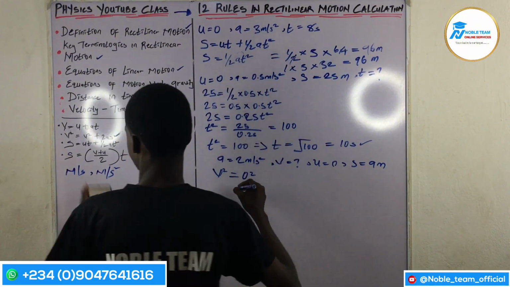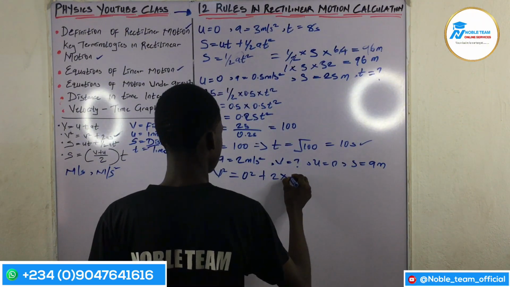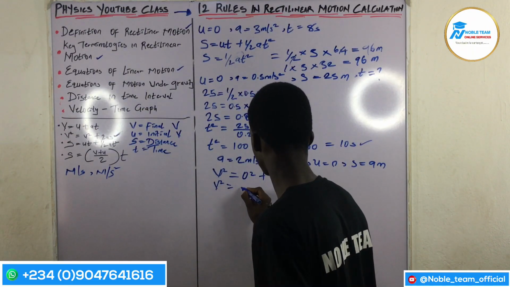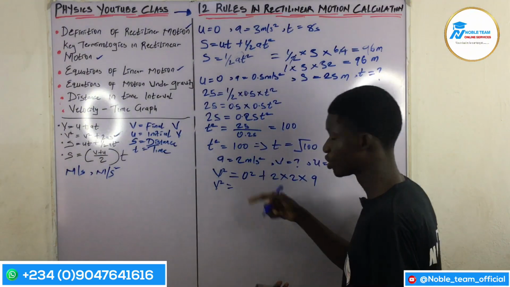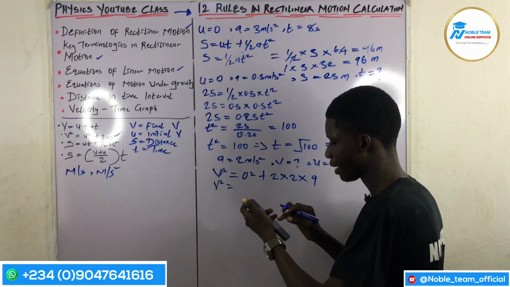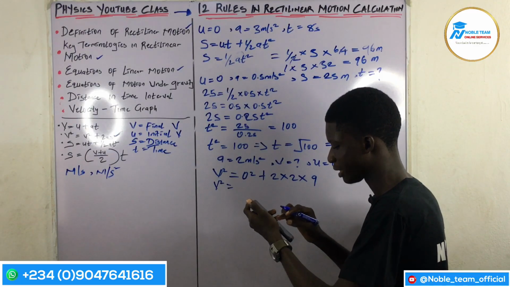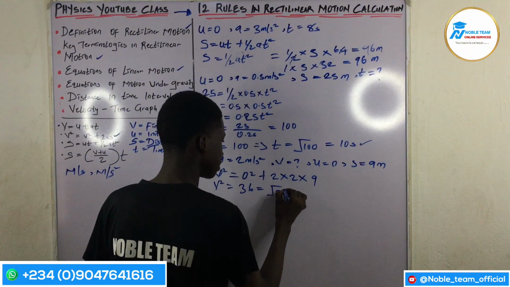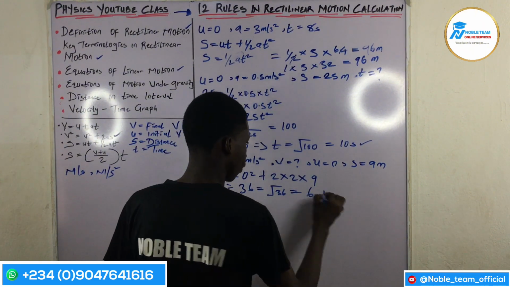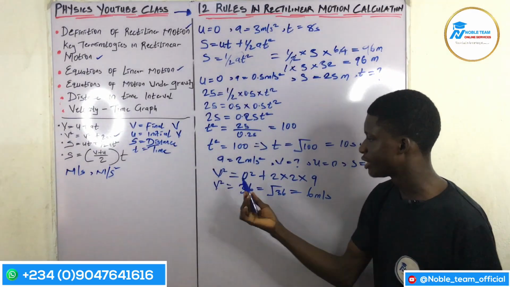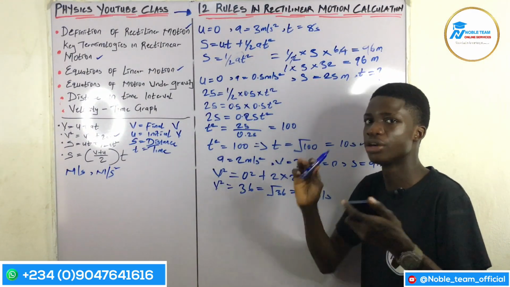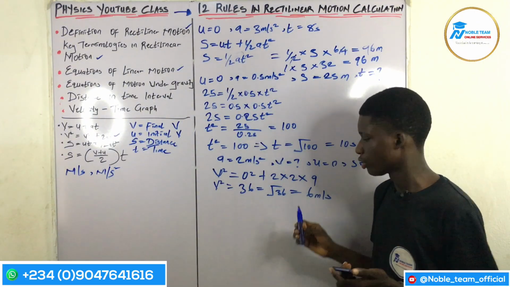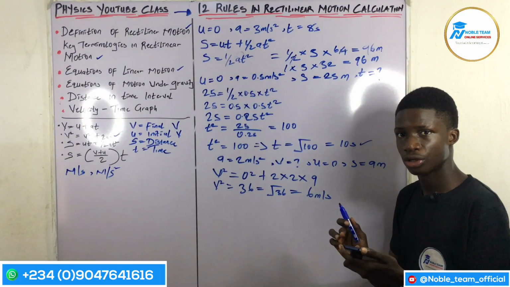0 squared, then plus 2 times 2 multiplied by 9. Now, my v squared is equal to, no need of me writing 0 because this is already 0. So I have 2 times 2 is 4. Then 4 times 9, 36. Then the square root of 36 is equal to what? 6 meters per second. Do you understand what I did here? The square root of 0 is 0. You are simply saying 0 multiplied by 0 is 0. Do you understand now? So the answer is what? 6 meters per second.